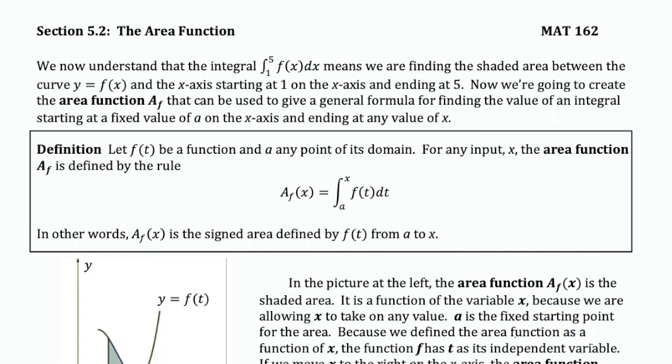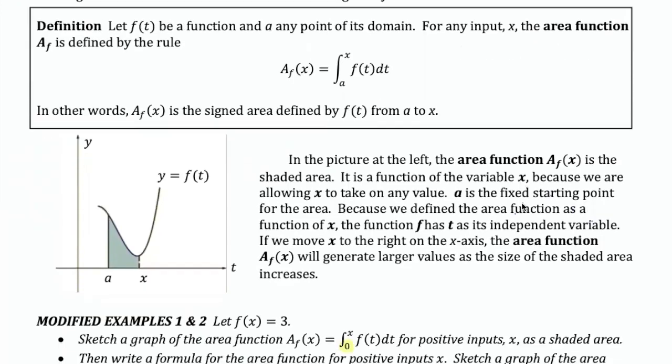So here's the definition. Let f of t be a function and a any point of its domain. For any input x, the area function a sub f, is how we read that, is defined by the rule a sub f of x is the integral from a to x of your function f of t dt. Now the reason we switched to f of t dt here is because we're already using the variable x in the area function. So this is just saying that the area function is the signed area defined by the function between the values of a and x.